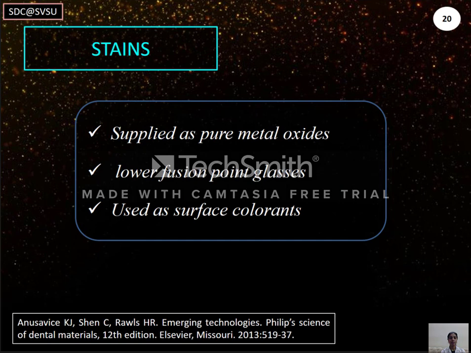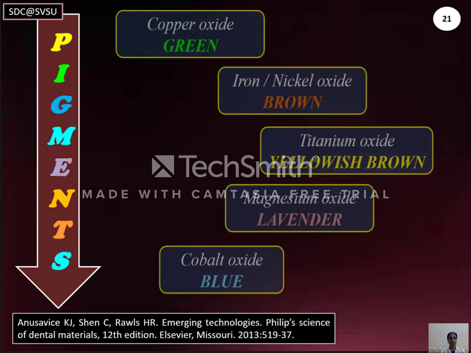Stains can be supplied either as pure metal oxides or lower fusion point glasses. They are used as surface colorants. Pigments are added to obtain the various shades to mimic the natural tooth color.